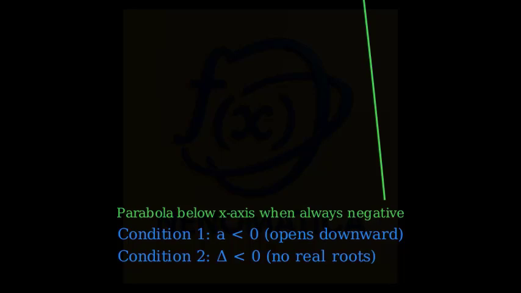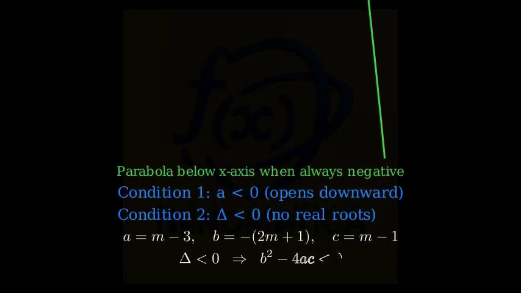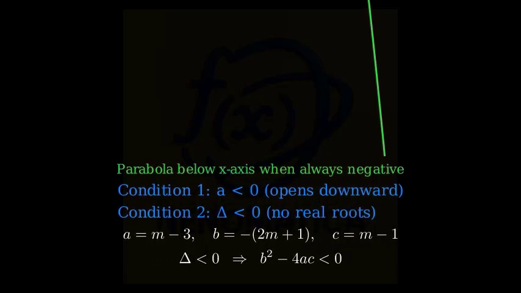First, a is less than 0, so the parabola opens downward, and second, delta is less than 0, so there are no real x-intercepts. For our expression, identify coefficients. A equals m minus 3, b equals negative (2m plus 1), and c equals m minus 1. We impose delta less than 0, b squared minus 4ac is less than 0.